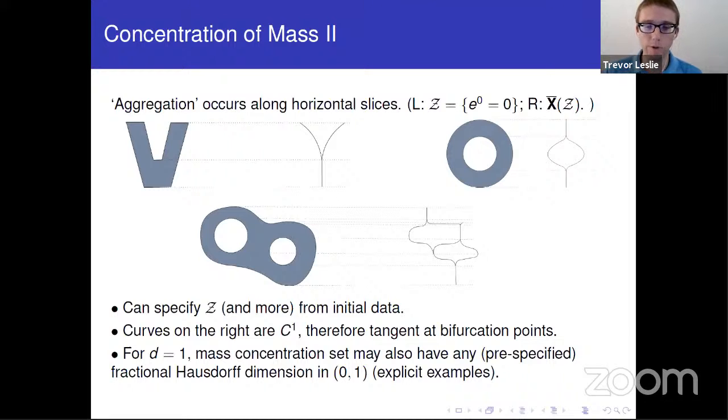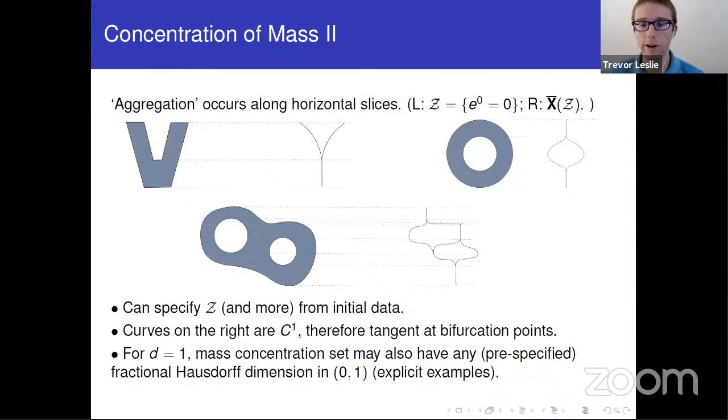If we look at unidirectional solutions, we can actually see mass concentration sets that look like our favorite union of curves. On the left-hand side here, we have our choice of the 0 set of the function E0. And on the right, we have the corresponding set at time plus infinity where the mass concentrates. The figures on the right-hand side are just sketches, but they're accurate up to a C1 diffeomorphism that preserves the horizontal slices.